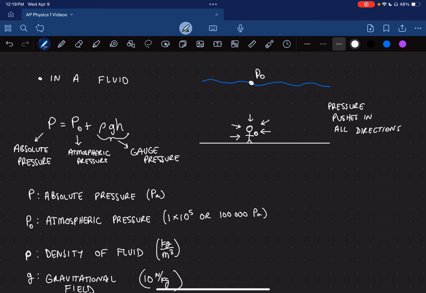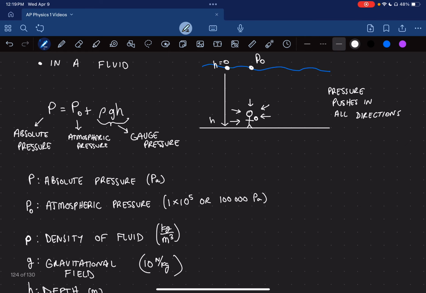But the absolute pressure is this: atmospheric pressure plus that rho gh pressure, the gauge pressure. That would be your absolute pressure at some depth, okay? And by depth, I mean here is h of 0, that's 0 depth. And as we go down, here is some greater depth h. Cool. So P is absolute pressure.